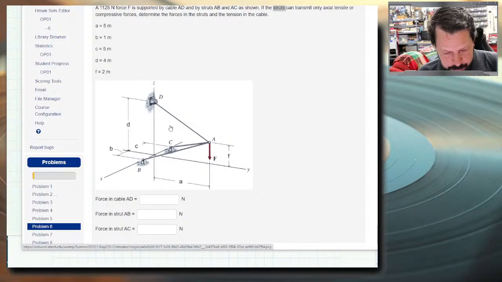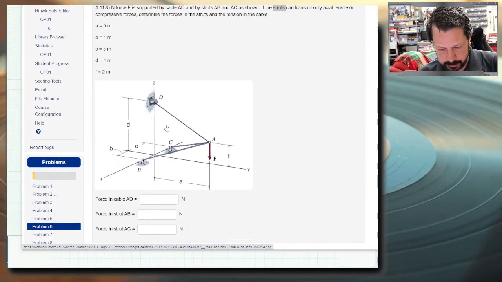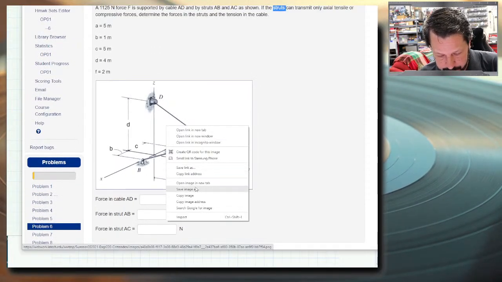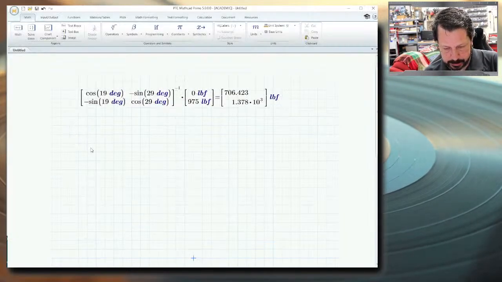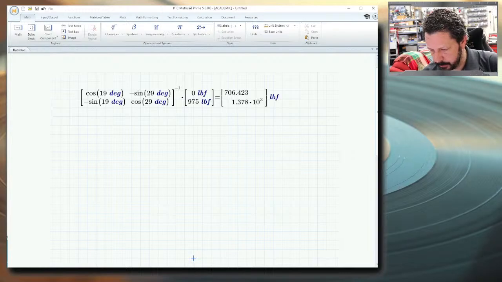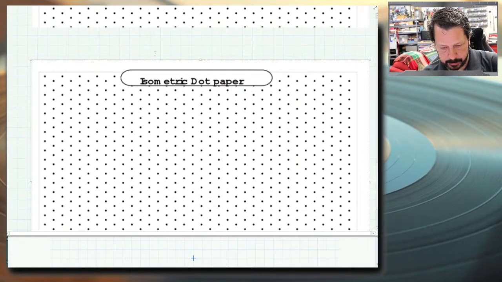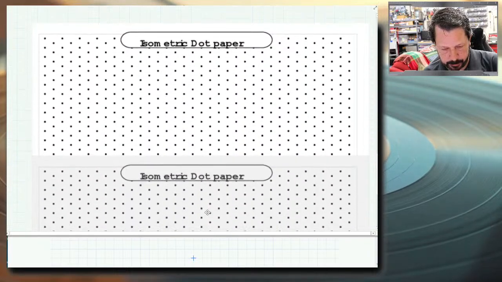So let's take this picture. Let's see how is best to do this. See if we can just copy it. Copy image. And let's just paste it, not in Mathcad. Let's paste it in here. Actually, let's move this guy down so we can paste it right above it, and then we'll work on it.